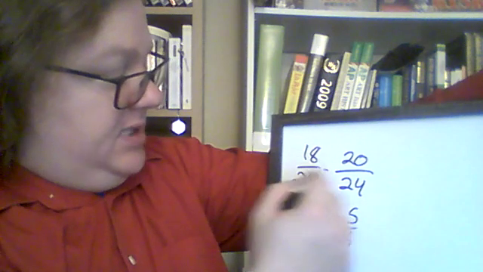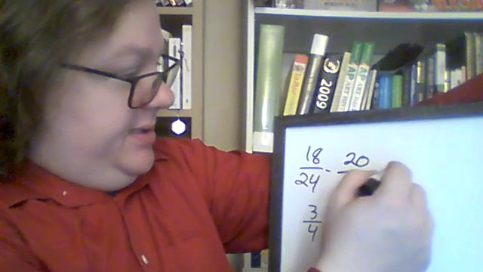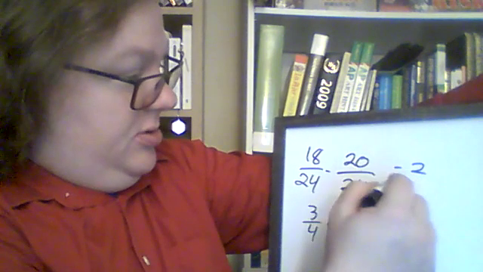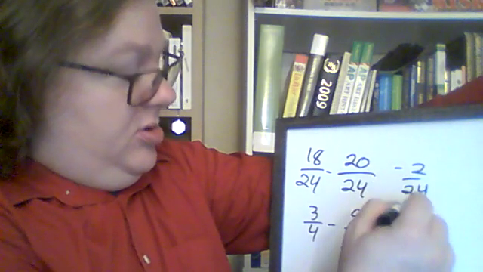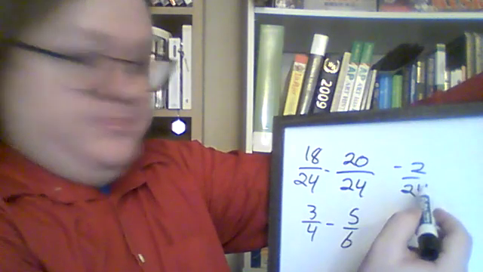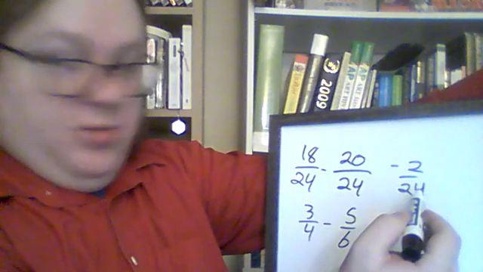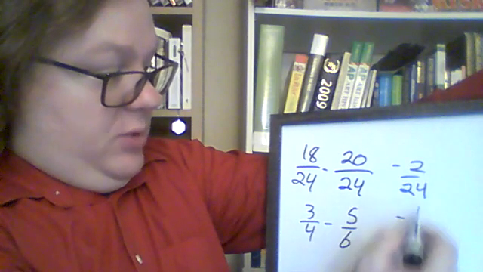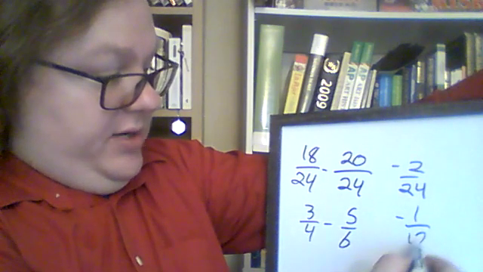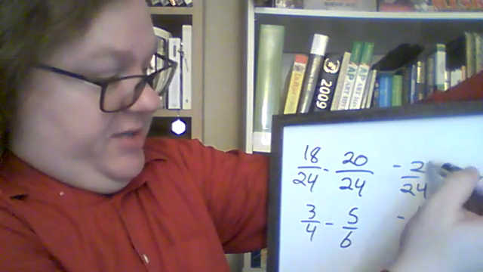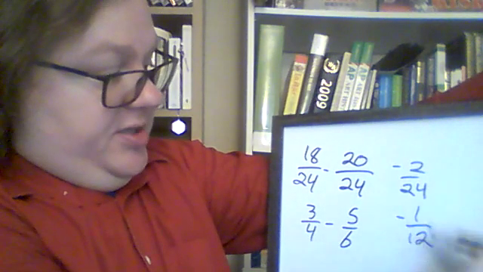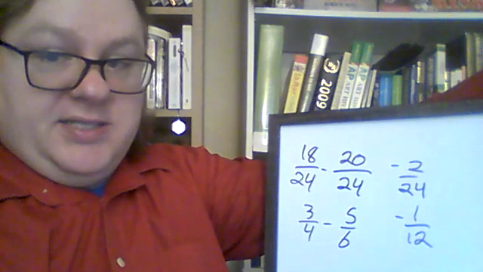So 18 minus 20 is negative 2 over 24. And we can divide that down by dividing both the top and the bottom by 2. So that becomes negative 1 over 12. Because 2 divided by 2 is 1, and 24 divided by 2 is 12. That's how you simplify a fraction.